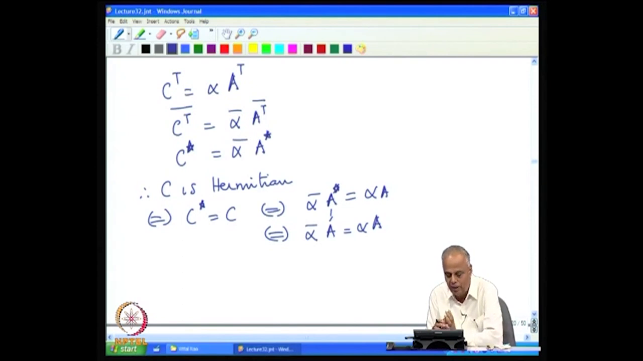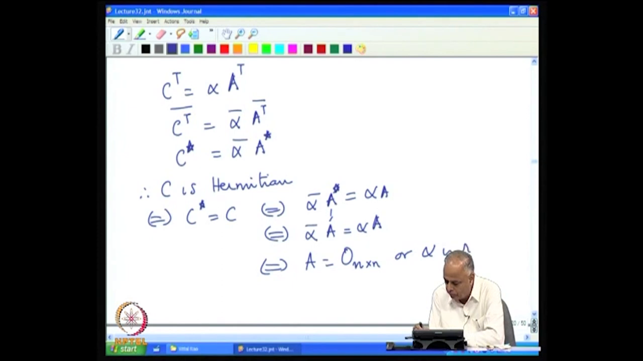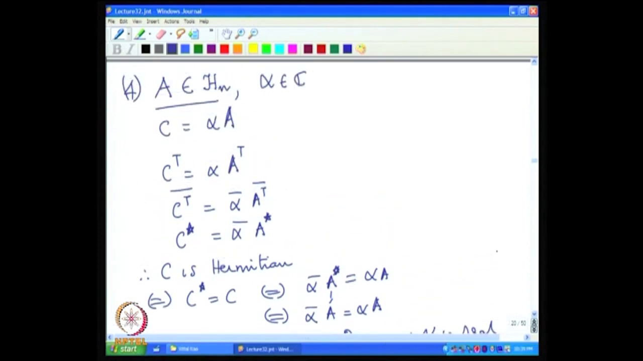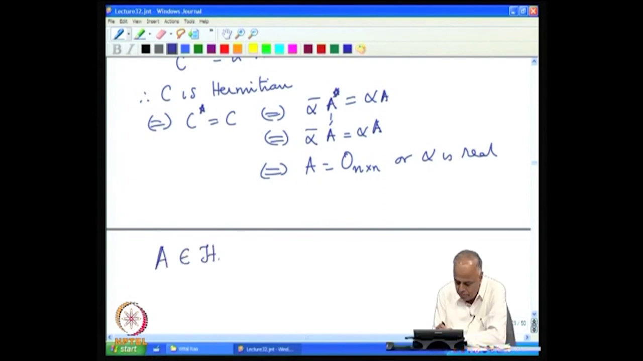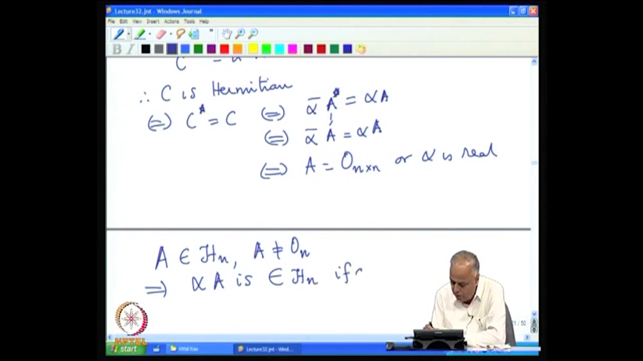Now, this is satisfied if A is the 0 matrix. If A is not the 0 matrix, then alpha must be equal to alpha bar. That is, if and only if A equals 0 n cross n or alpha is real. And therefore, if we have a non-zero Hermitian matrix, its scalar multiple is also Hermitian if and only if the scalar is real. So, A belongs to HN, A not equal to 0 n, then implies alpha A is Hermitian, is also in HN, if and only if alpha is real.